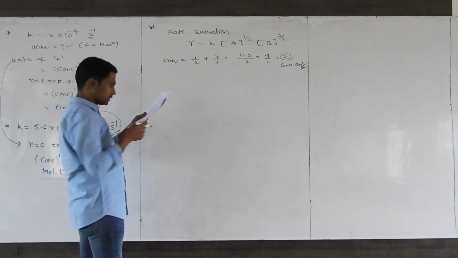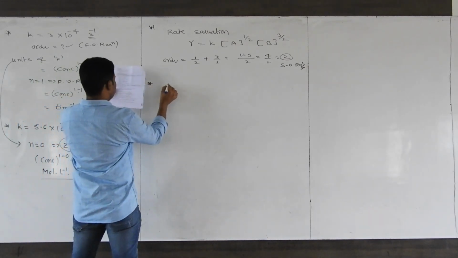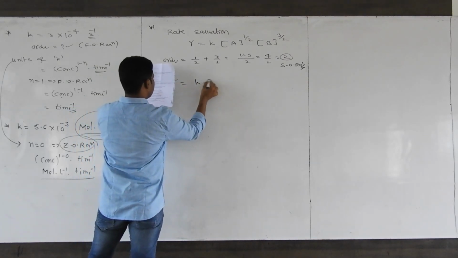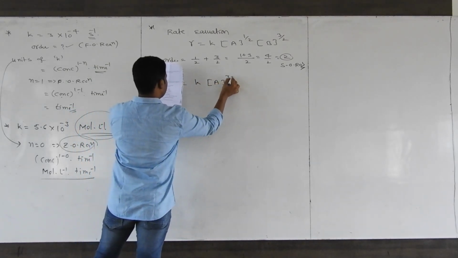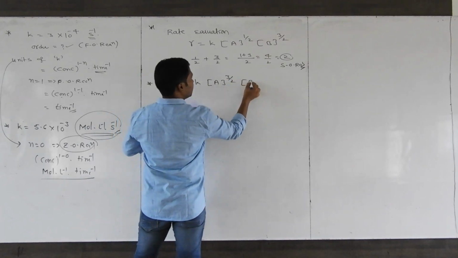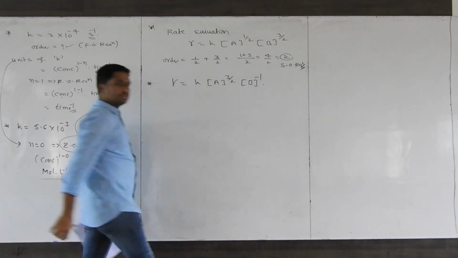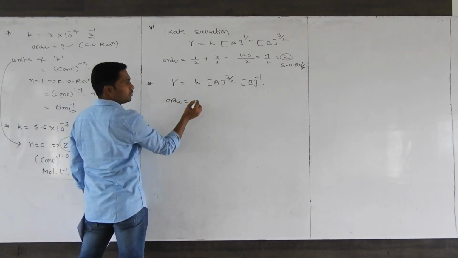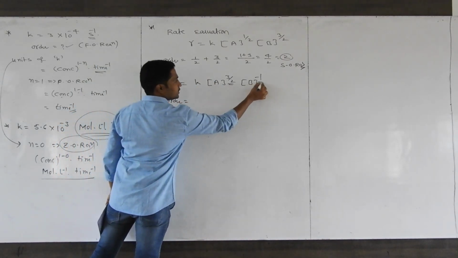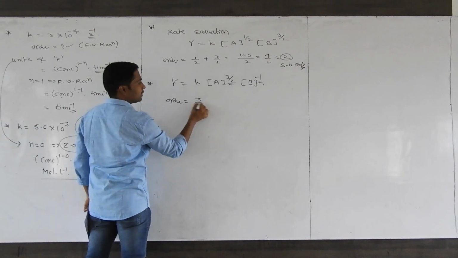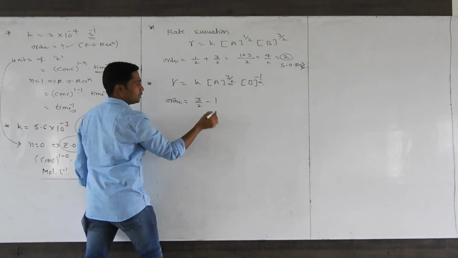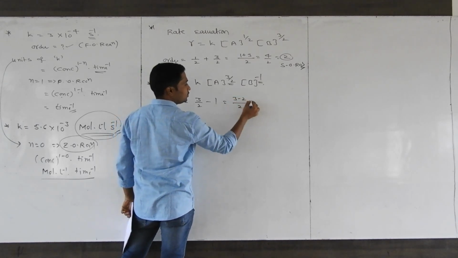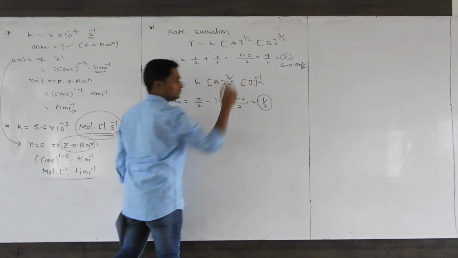You see one more thing, for example, the given rate equation is R is equal to K into concentration of A power 3 by 2, B power minus 1. What is the order of the reaction? Do it the same way, a simple thing. The sum of the powers is 3 by 2 plus minus 1. Take LCM as 2, then we get 3 minus 2, which is 1 by 2.